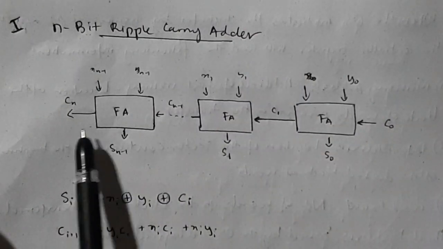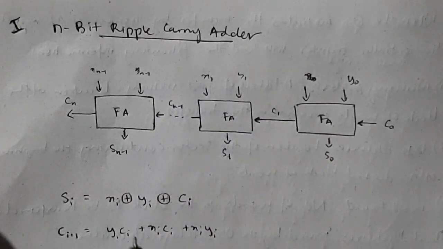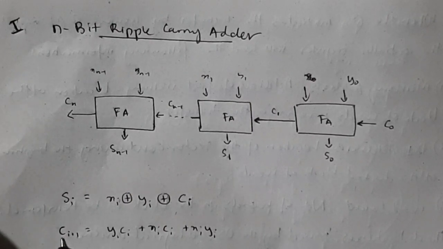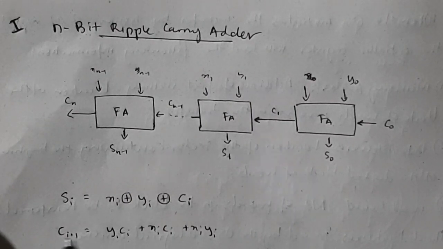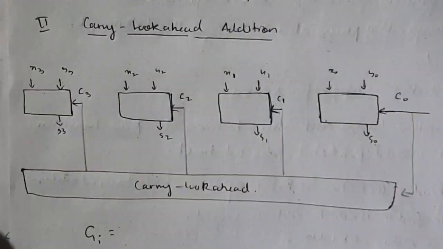You can explain this in your own words if you know what x, y, si, ci and cn plus 1 are. Now write these equations for si and ci plus 1, the next carry output. Those will be the 2 equations, and you can explain them in your own words. This is the second type.